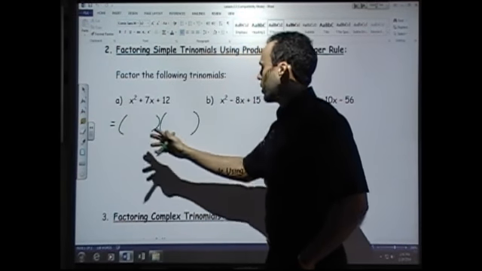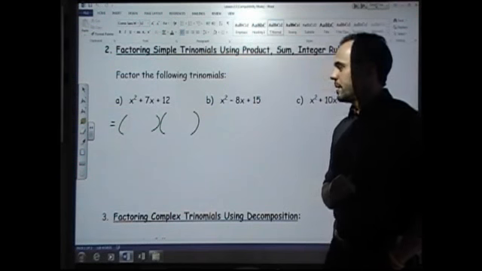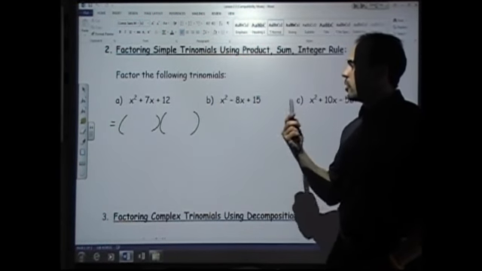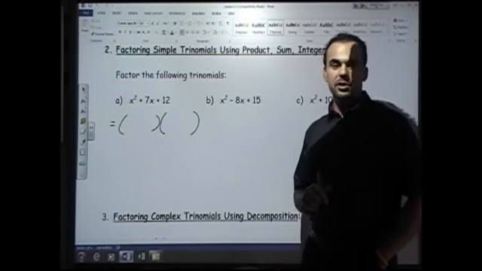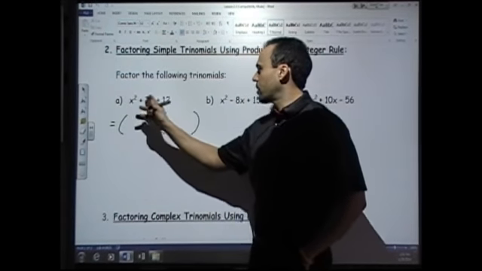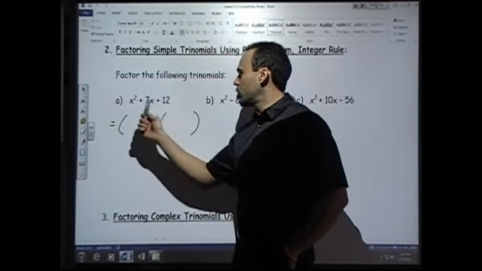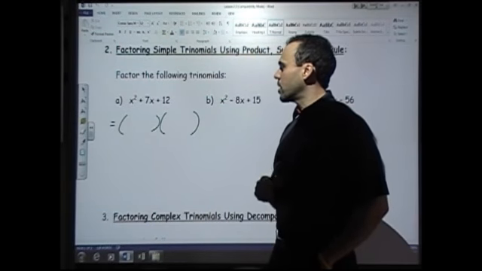A trinomial will come from two binomials being multiplied by each other. So the first rule, we still have to apply that. Is there a common factor between these things? And the answer is no. X squared plus 7x plus 12. There's no common factor between all three items.